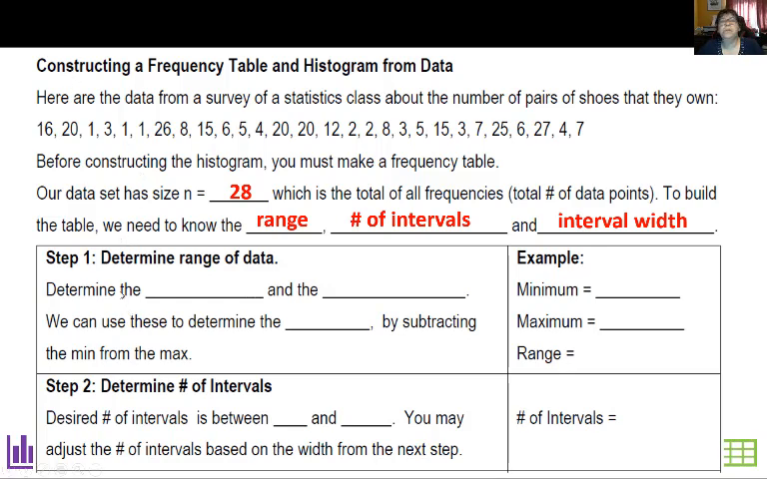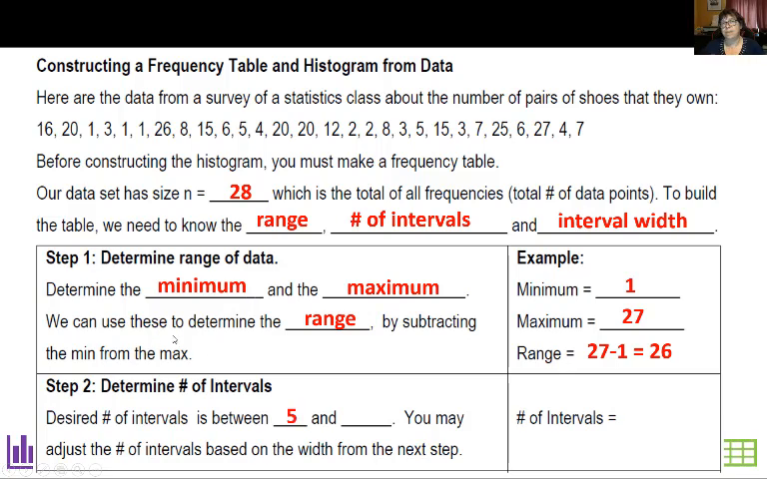First of all, determining the range, step 1, is pretty easy actually. You determine the minimum and the maximum, and then we subtract those to get your range. In this case, my smallest point is 1, my highest is 27, so my range will be 26. Now, for the desired number of intervals, you have an option.